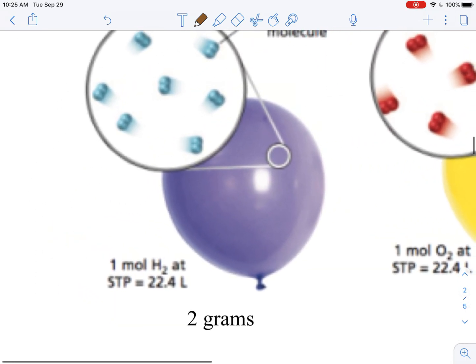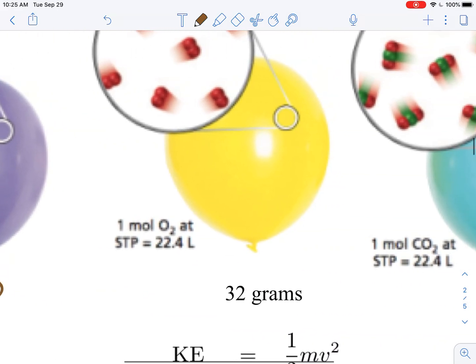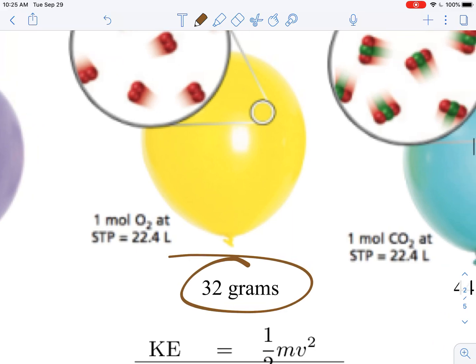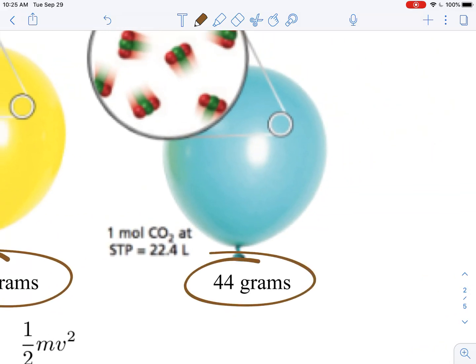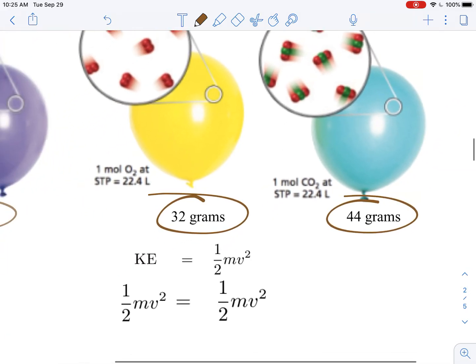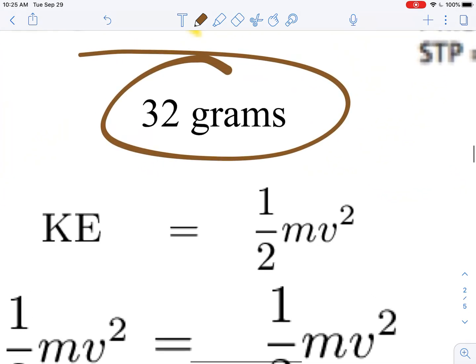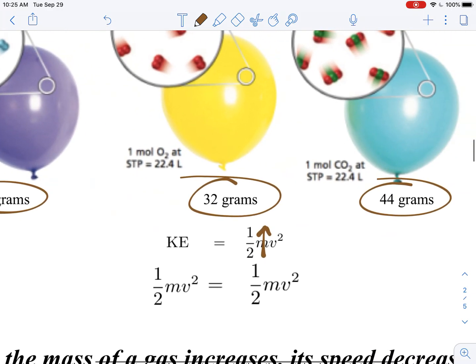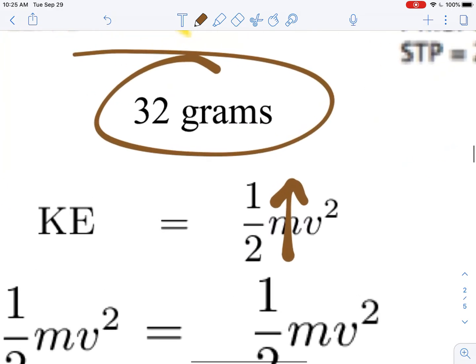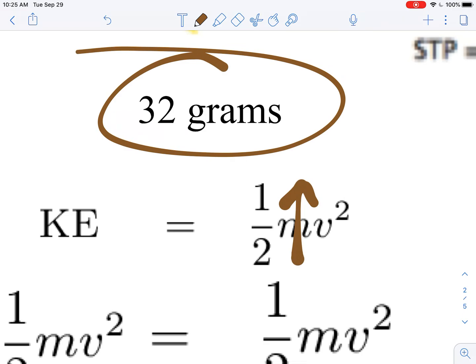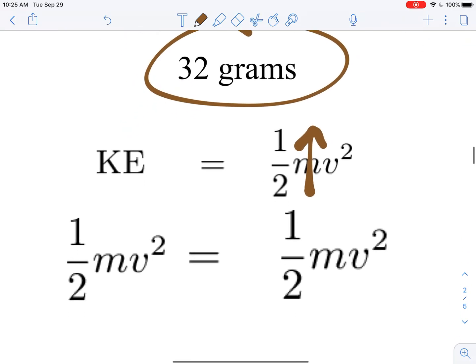which seems to defy a little bit of logic when you think about it, because here's a mole of hydrogen, and a mole of hydrogen has 2 grams. Here's a mole of oxygen, that has 32 grams, and here's a mole of carbon dioxide, that has 44 grams. Why does that matter? Because we know that the kinetic energy is equal to 1/2 mv squared. So in each of those cases, the mass is going up, from 2 to 32 to 44. If the mass is going up, the kinetic energy also has to go up, right? Well, it can't. The kinetic energy has to be the same.